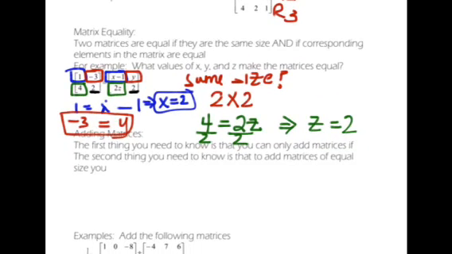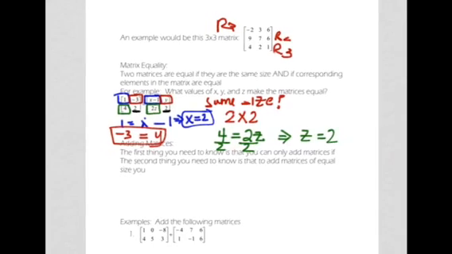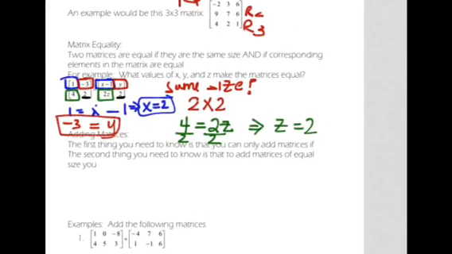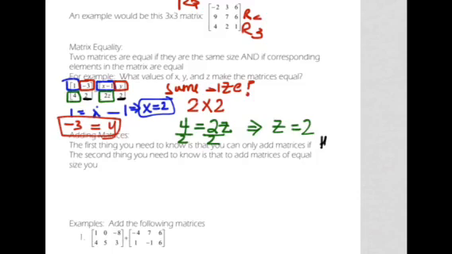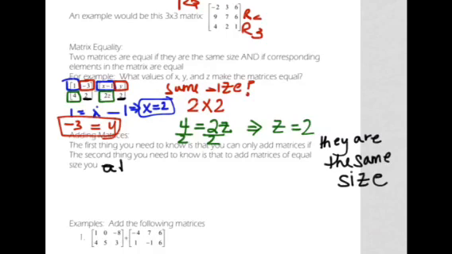So now moving on to adding matrices, which is very, very simple. The first thing you need to know about adding matrices is that you can only add matrices if they are the same size. So you have to always check that your matrices are the same size. The second thing you need to know is that to add matrices of equal size, you simply add the corresponding entries together.